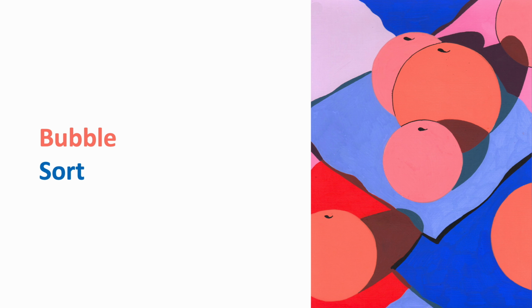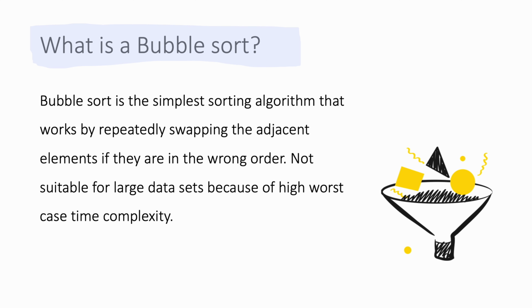In this video, we are going to be discussing bubble sort. Bubble sort is the simplest sorting algorithm that works by repeatedly swapping the adjacent elements if they are in the wrong order. Not suitable for large datasets because of high worst case time complexity.